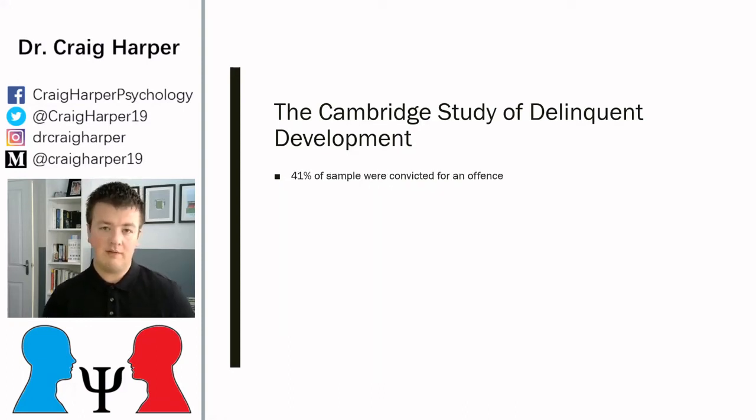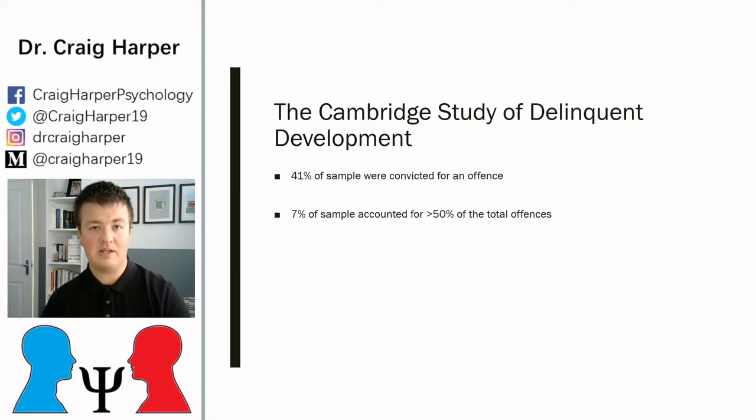In terms of some highlights of the Cambridge study, 41% of the sample were convicted of a criminal offence at some point. So 41% of around 450-ish. So you're looking at maybe 370, something like that, people convicted of a criminal offence.